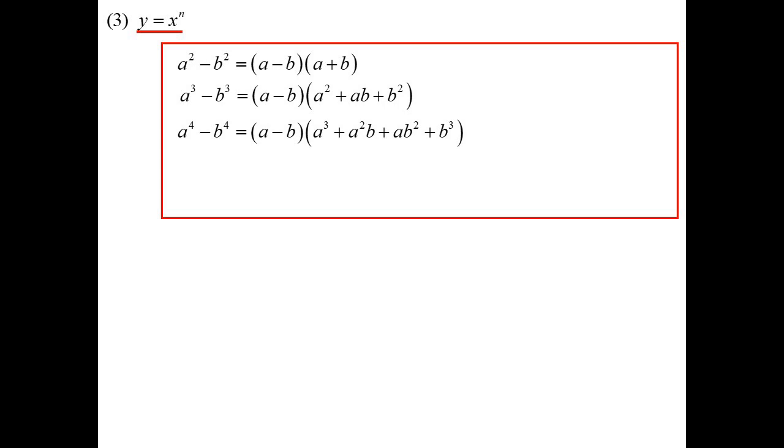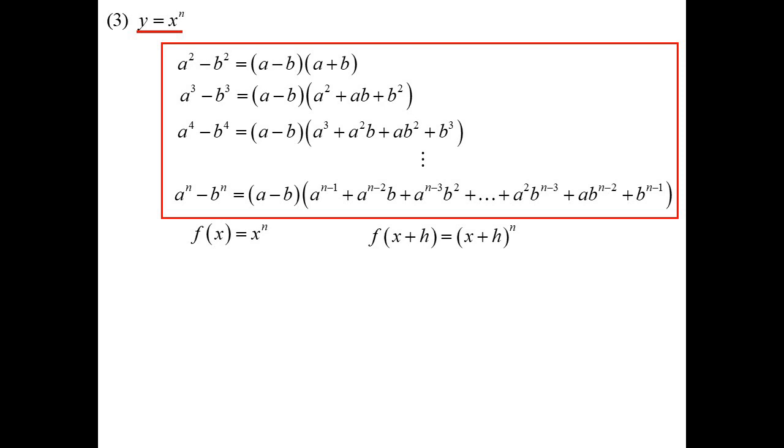And that pattern continues whenever you've got a to the power of n minus b to the power of n. You can always factorise it to be a minus b, and then in the second parentheses, the power of a goes down by 1 each term, power of b goes up by 1. It's that pattern that's going to be useful in our proof. So function x will be x to the power of n. Function x plus h is x plus h to the power of n. So when I put this into our formula, we have x plus h to the power of n minus x to the n.